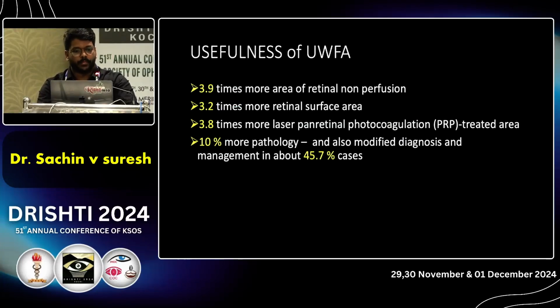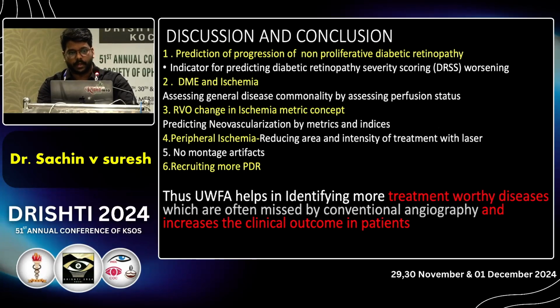Coming to the usefulness of ultraviolet field, it can capture up to 3.9 times more area of retinal non-perfusion, 3.2 times more retinal surface area, and 3.8 times more laser pan-retinal photocoagulation treated area. It captured about 10% more pathology and also modified diagnosis and management in about 45.7% of our cases.